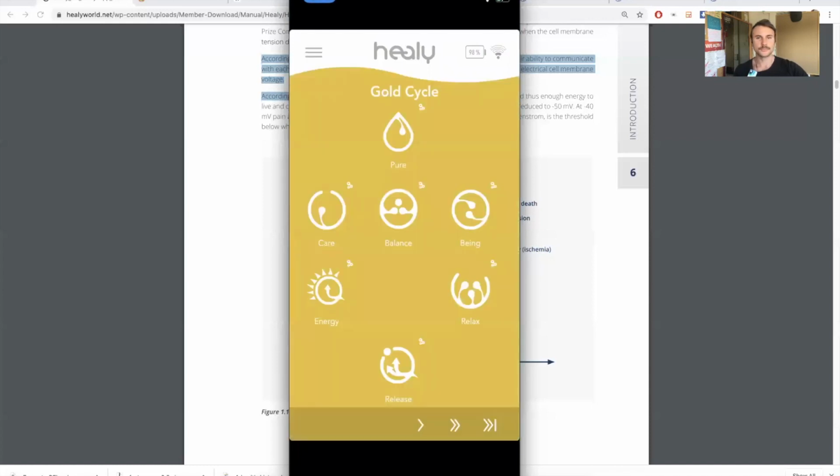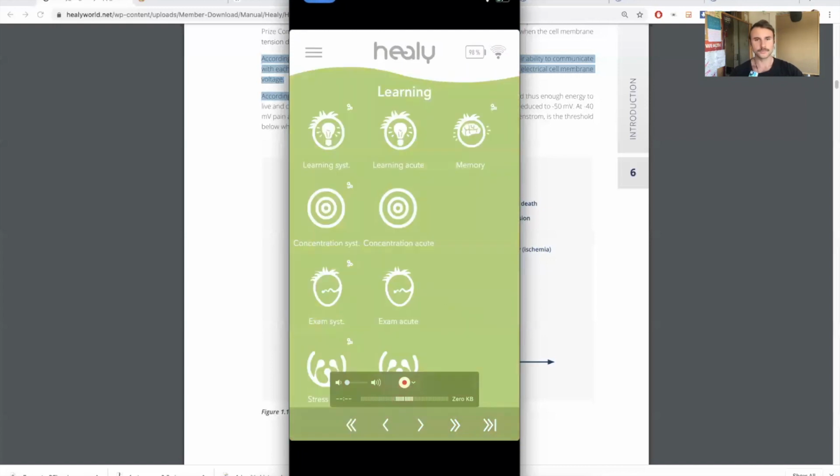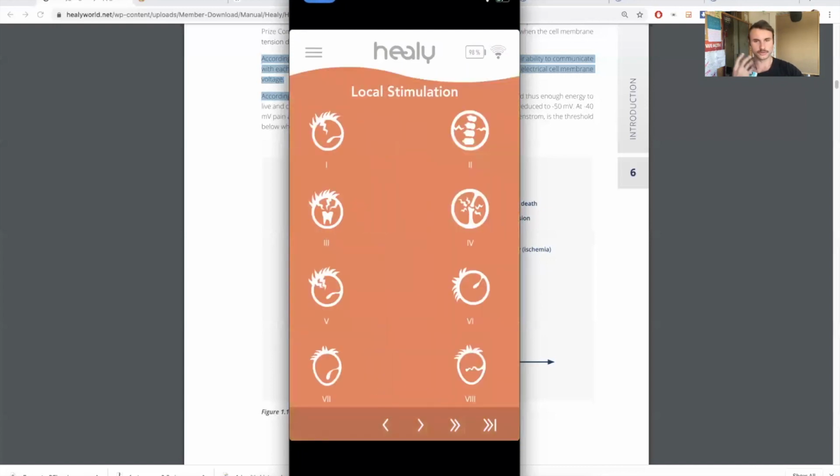For example, in here, care is all about the immune system. Energy is for energy, obviously. Relaxation, pretty self-explanatory. We go through step by step. This one is a lot for pain in the body.